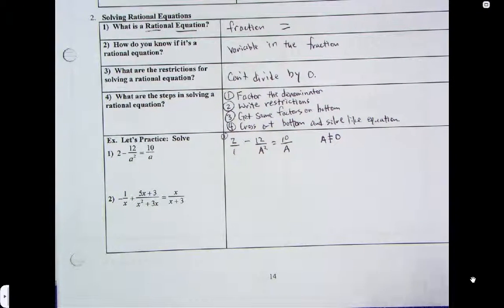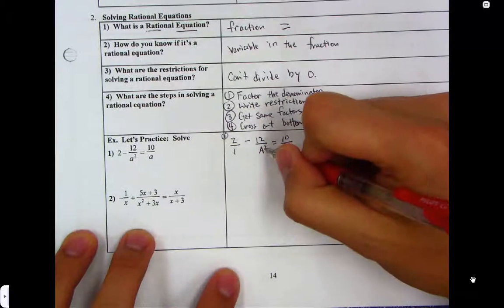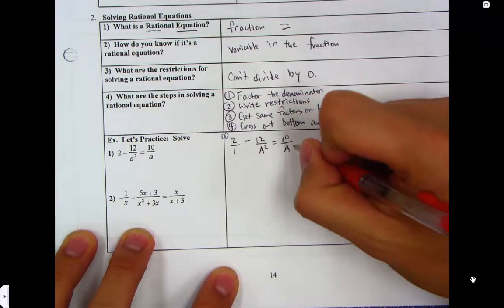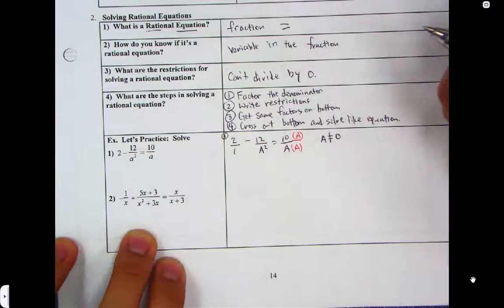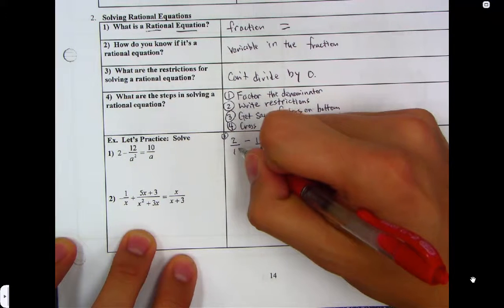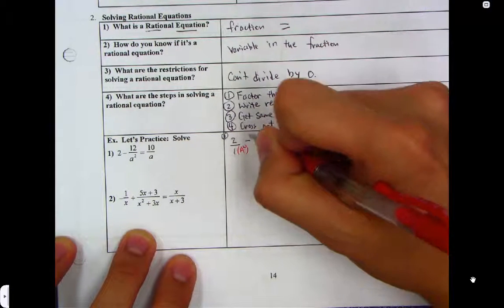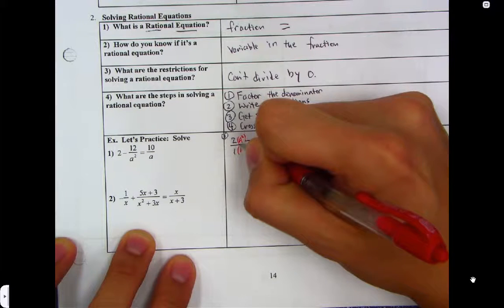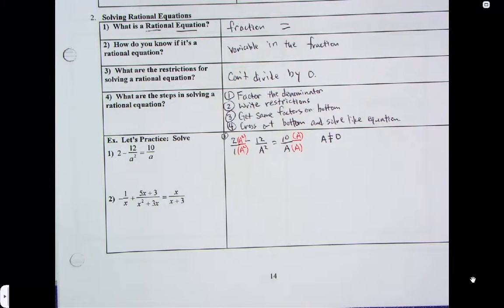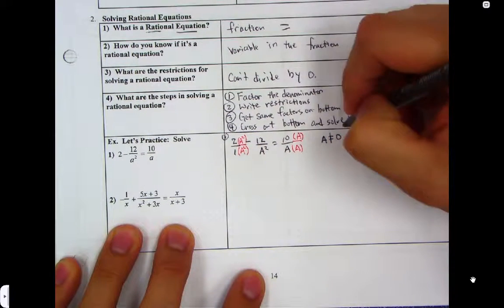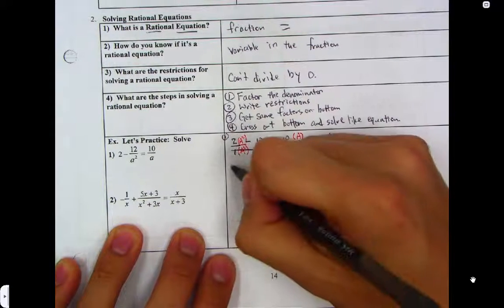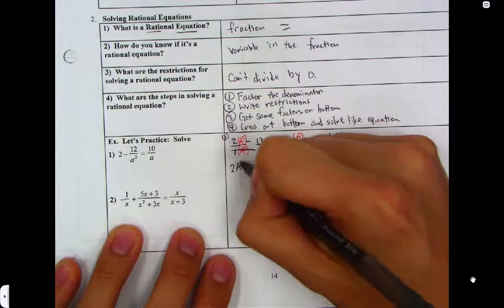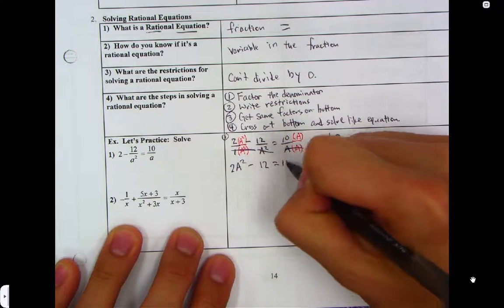So step 3 is get the same factors on bottom. Since this has a squared, it has 2 a's, this is missing an a, so I'm going to multiply top and bottom by a. Right here, this has no a, so I'm going to go ahead and multiply top and bottom by a squared, so I have 2 a's. And now they're all the same. So step 4 is cross out the bottom, solve like equation. So we're going to cross out the bottom, and 2 times a squared is 2a squared minus 12 equals 10a.